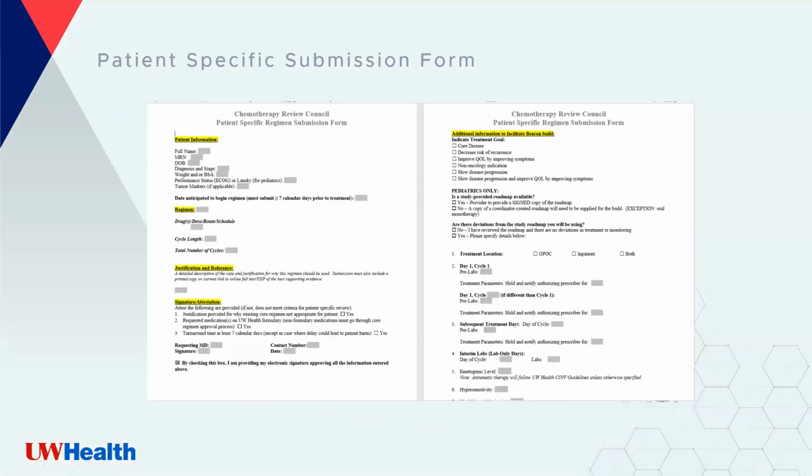This is the patient-specific submission form. The difference here is that we're asking you for a justification and a reference as to why this regimen should be used for this particular patient.